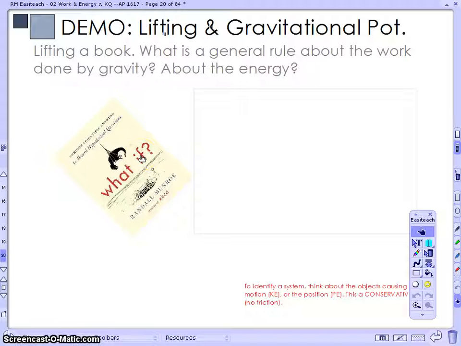I want somebody to literally get up with a book and start lifting it and doing stuff and stand there awkwardly in front of the class. Pause the video, get up there. Lift a book, but focus on the lifting, not the carrying, not the holding, not the moving around, just the motion from hip level or whatever all the way up to shoulder height or higher. And we're trying to develop a general rule about the work done by gravity. So here's how I'm going to explain it.